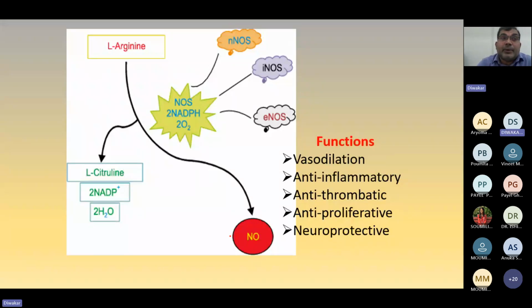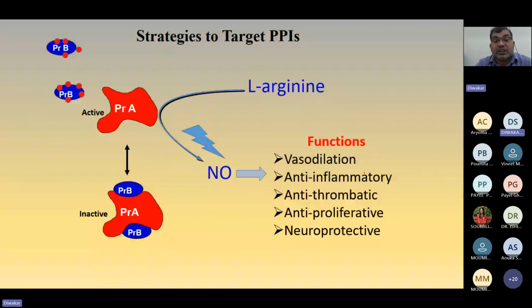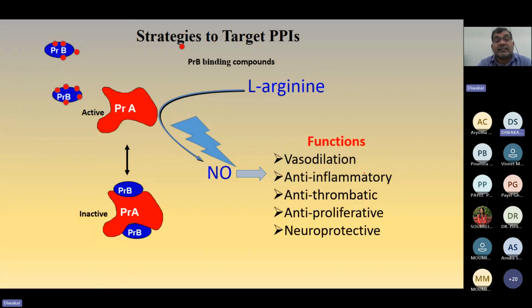Before target identification, we need to know the cellular mechanism of the activity of the proteins inside the cells. Now, suppose protein A and protein B interact with each other, which accelerates the oxidation of L-arginine into nitric oxide, and that further drives the biological functions, that is vasodilation, anti-inflammatory, and antithrombotic effects inside the cells. So what happens when proteins A and B are in separate forms? Protein A has different types of domains.